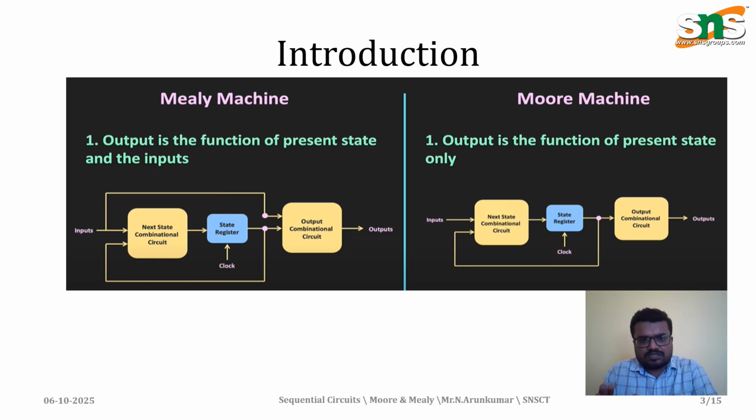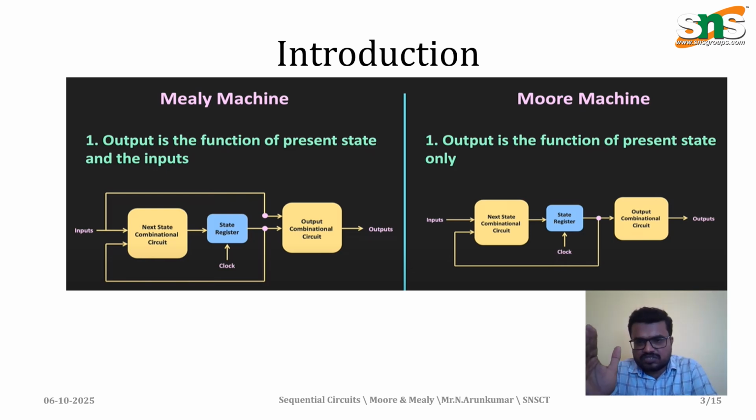The only thing is the output is a function of the present state and the input. So the diagram shows that the output is dependent on both input as well as the present state. Present state means the previous block diagram. Here they are given state registers and the next state combinational circuit. So these are all the present state. So in Mealy machines it depends on both the input and the present state.